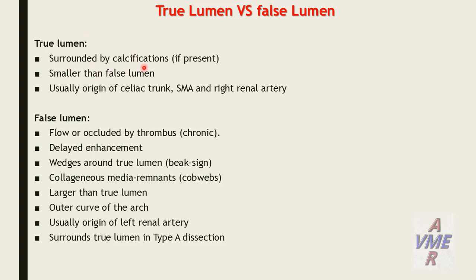True lumen: surrounded by calcification, smaller in size, usually origin for the celiac trunk, superior mesenteric and right renal artery. The false lumen: the flow is occluded by thrombus, delayed enhancement. We have two signs: beak sign, wedge around the true lumen, and collagenous medial remnant, cobweb sign. Larger than the true lumen, outer curvature of the arch, usually origin of the left renal artery, and surrounds the true lumen in type A dissection.